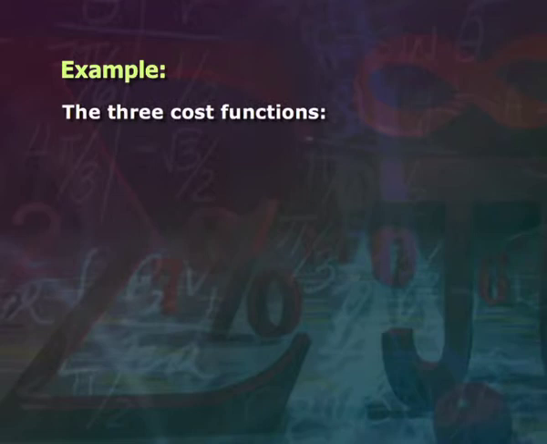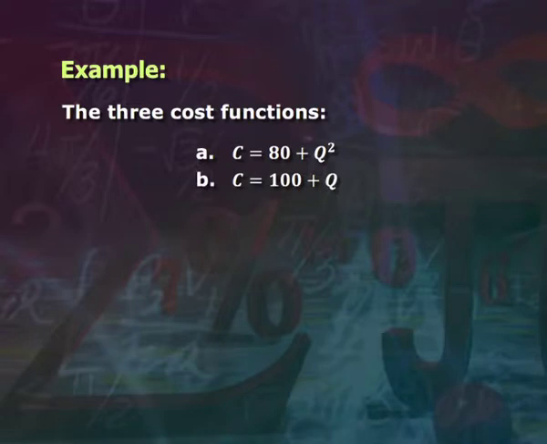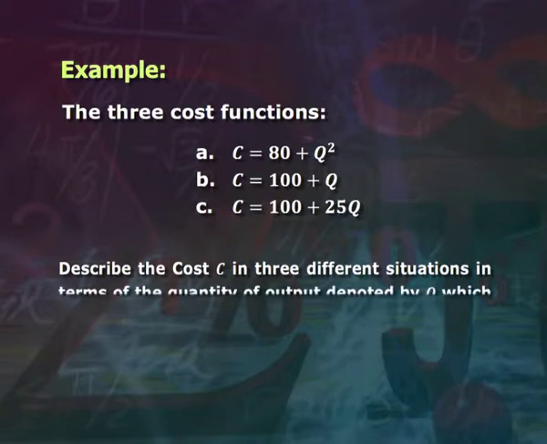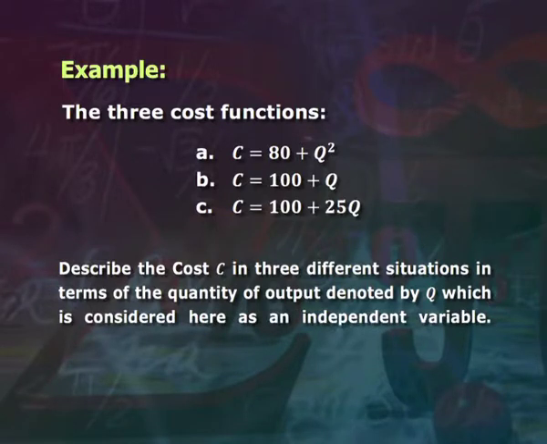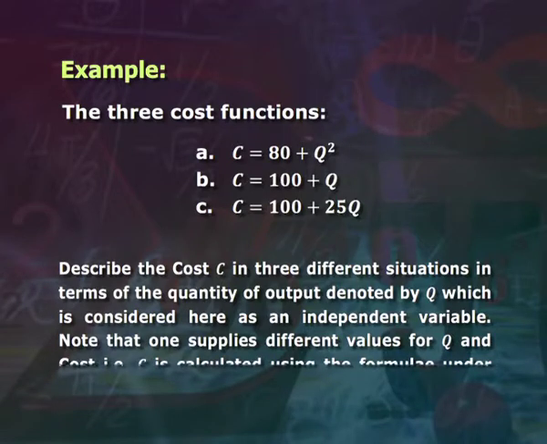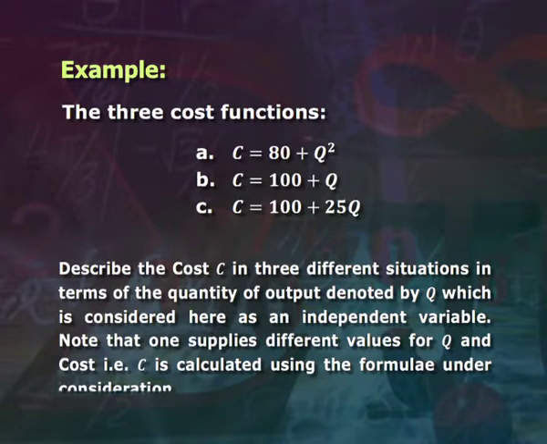Example: the 3 cost functions c is equal to 80 plus q square, or c is equal to 100 plus q, or c is equal to 100 plus 25 multiplied by q, describe the cost c in 3 different situations in terms of the quantity of output denoted by q, which is considered here as an independent variable. Note that one supplies different values of q and the cost, that is c, is calculated using the formula under consideration.